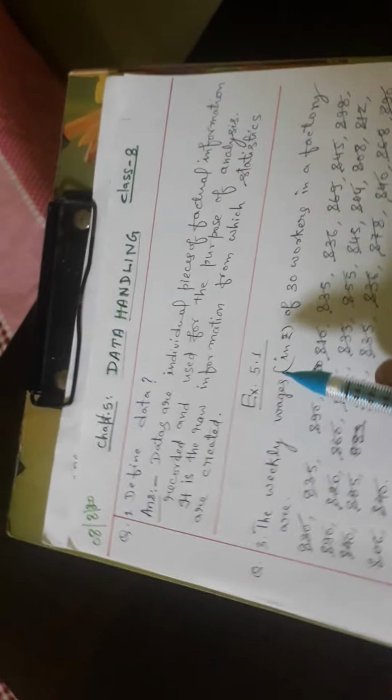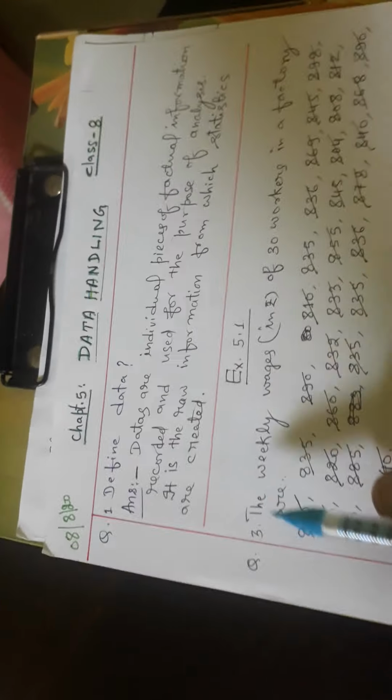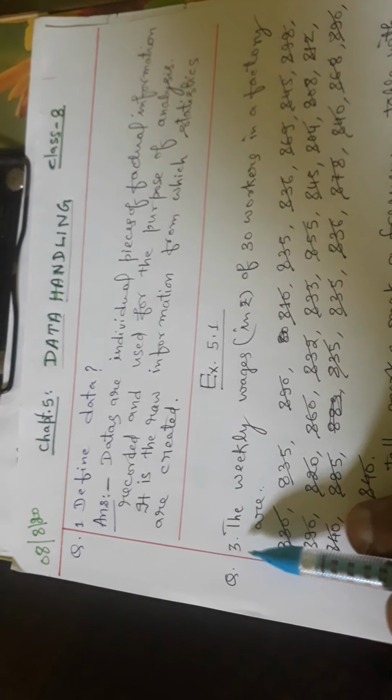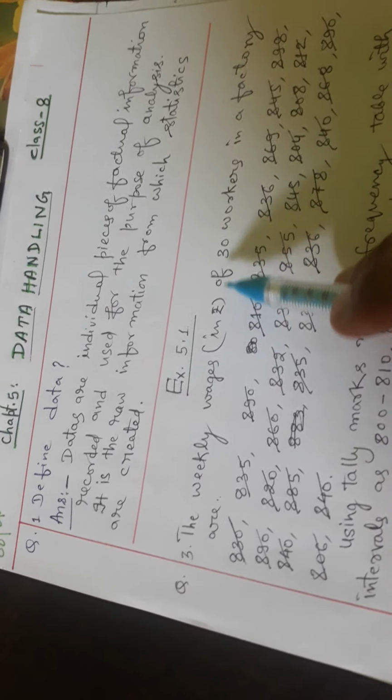One of the data here, in exercise 5.1, I have just written question number 3. It is exercise 5.1, question number 3. The weekly wages in rupees of 30 workers in the factory are.